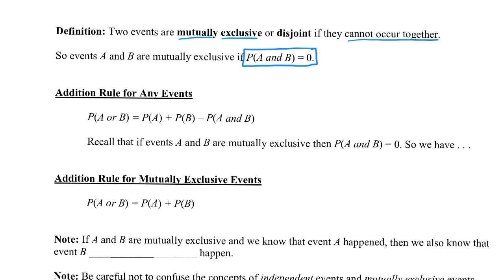And then there's a little note here, which says if A and B are mutually exclusive, and we know that event A happened, then we also know that event B did not happen. Right? Because they are mutually exclusive, they cannot both happen. So if you know that event A did happen, then you also know that event B did not happen.